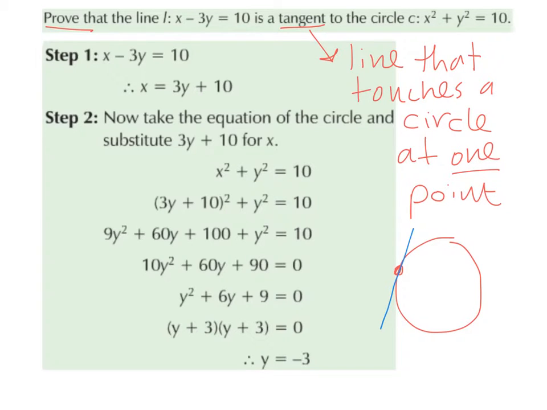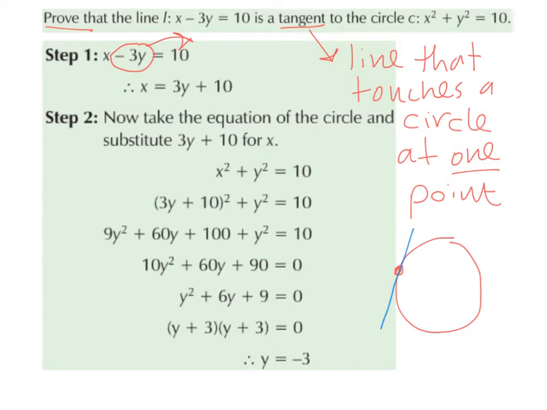So step one is we're going to rearrange our linear equation so that we have either the x or the y on its own. It's easier in this case to get the x on its own because the x has no number stuck in front. So we're going to grab hold of the minus 3y and bring it over the equal sign, and it becomes plus 3y. So x is equal to 3y plus 10.